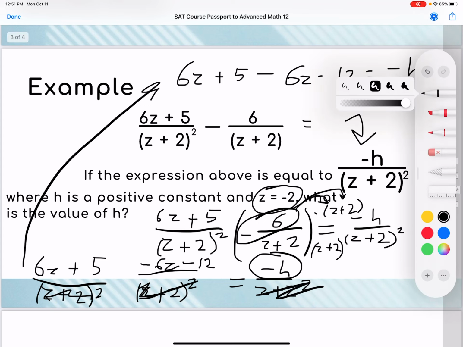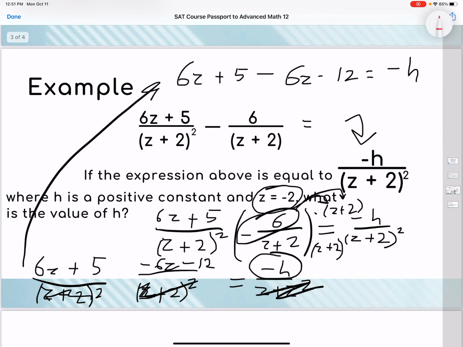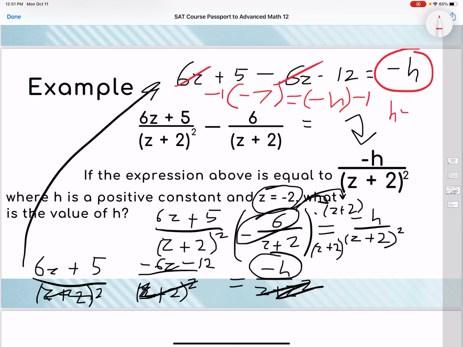If you look at this, you should see immediately that a positive 6z and a negative 6z will cancel out. You'll be left with positive 5 and negative 12, which will be negative 7, being equal to negative h. Then if we multiply both sides by negative 1 to get rid of that negative, you'll find that h is equal to 7. You can plug that in, of course, and you would find that they are equal to each other as well. So h is equal to 7.